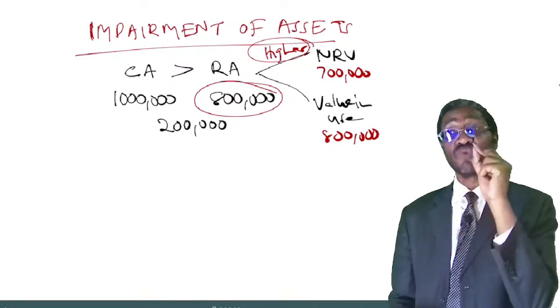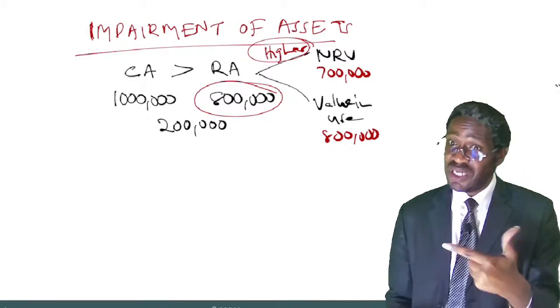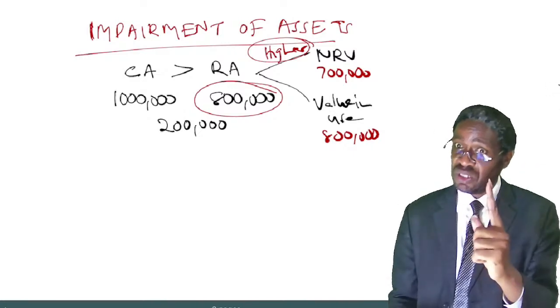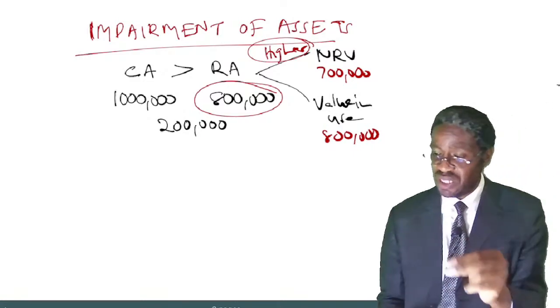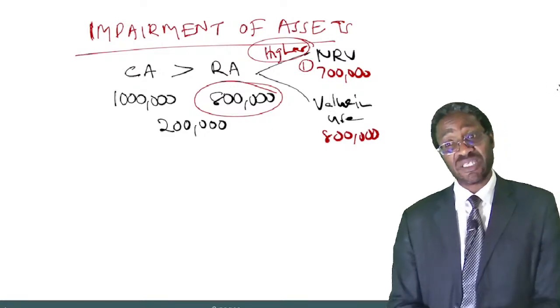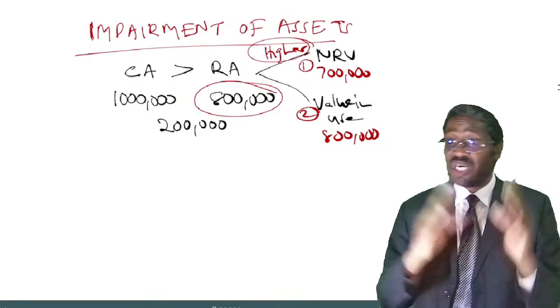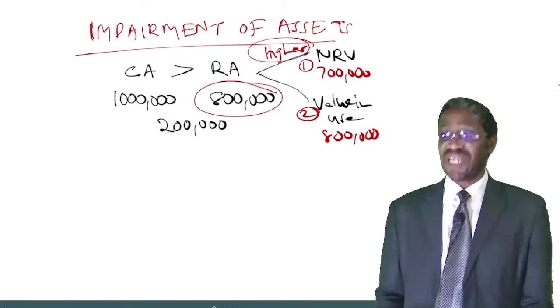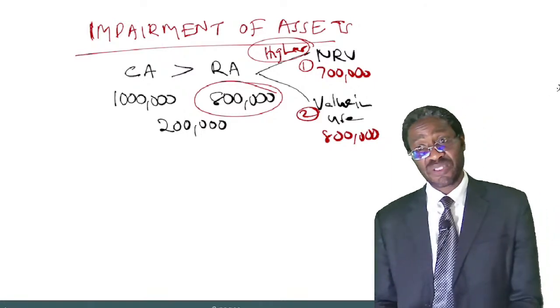So when you are asked to define what is recoverable amount of an asset, we define it as the amount that is considered to be the higher of number one, net realizable value, and number two, value in use. Whichever of the two is higher, that's what you consider to be the recoverable amount.